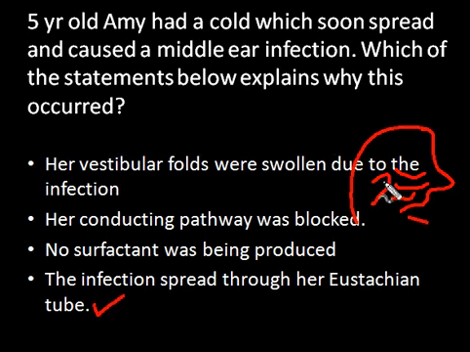Now, the eustachian tube connects the nasopharynx with the middle ear cavity. So if someone has a cold and the viruses are present here in the nasal cavity, they can easily travel into the nasopharynx, go through the eustachian tube, and go to the middle ear cavity. So that is often what happens in young children, because the eustachian tube is not as oblique and it's much shorter. So that's the reason why she has the middle ear infection. So that's the right choice here.